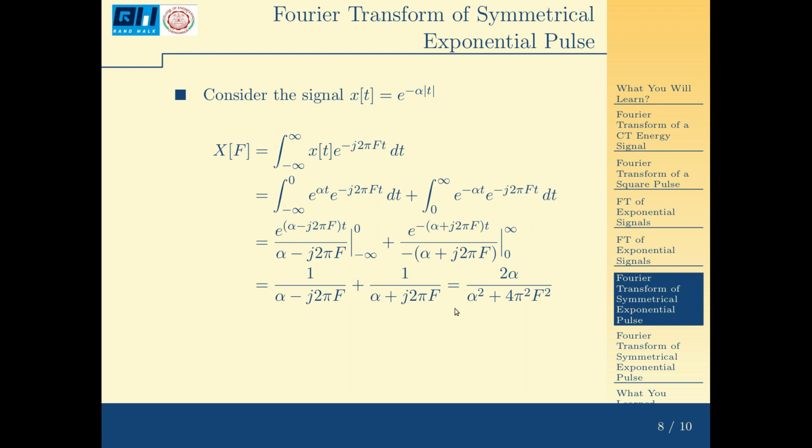So when I add these together, in the numerator it is alpha plus j 2 pi f plus alpha minus j 2 pi f, upon alpha square plus 4 pi square f square. So it becomes 2 alpha by alpha square plus 4 pi square f square.